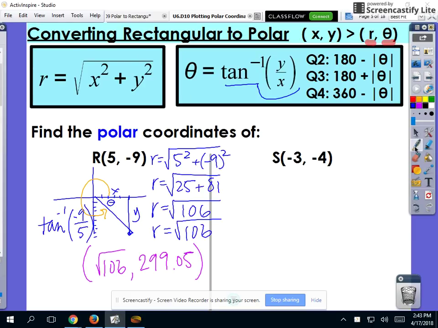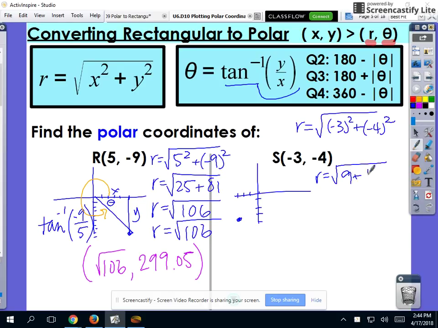S is given as negative 3, negative 4. So let's go ahead and put a dot where that belongs. Remember, this is called rectangular because we create a nice rectangle here, and our radius is from here to here. So we can go ahead and find that. r is equal to the square root of negative 3 squared plus negative 4 squared. So r equals the square root of 9 plus 16, which is the square root of 25, which is 5.